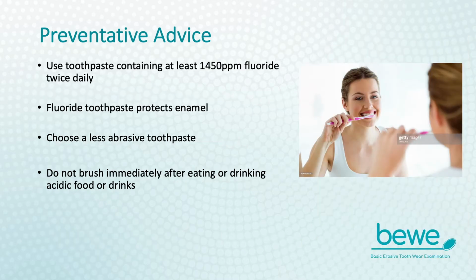The oral hygiene advice in the toolkit includes the use of fluoride toothpaste to protect enamel which is low abrasive in nature. Ideally, you should not brush immediately after eating or drinking acidic food or drinks, but this may be counterbalanced against other oral diseases. If this is the only time you can brush your teeth, then brush your teeth. Preventive advice should then be targeted at reducing the frequency of dietary acid intake.